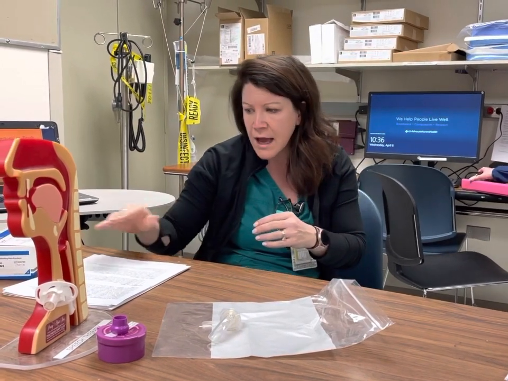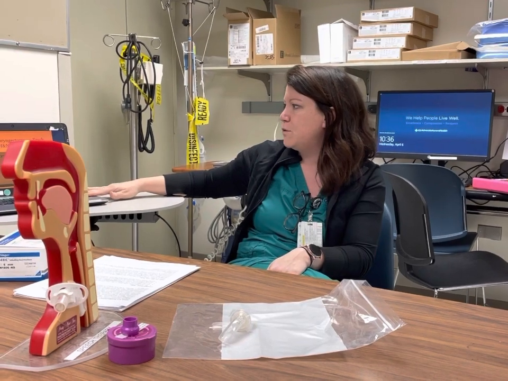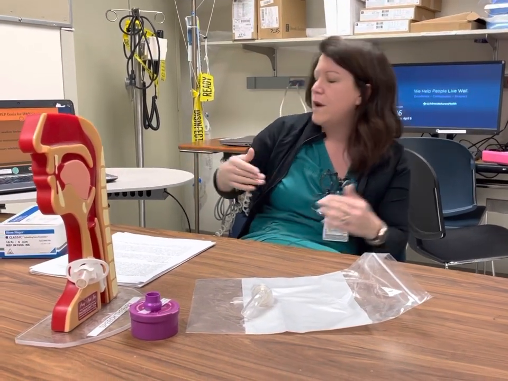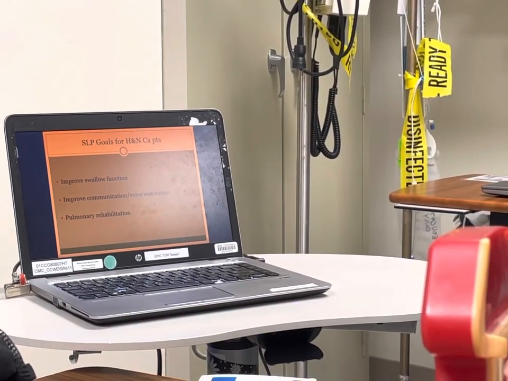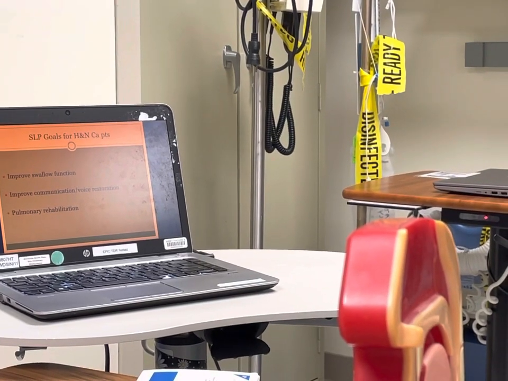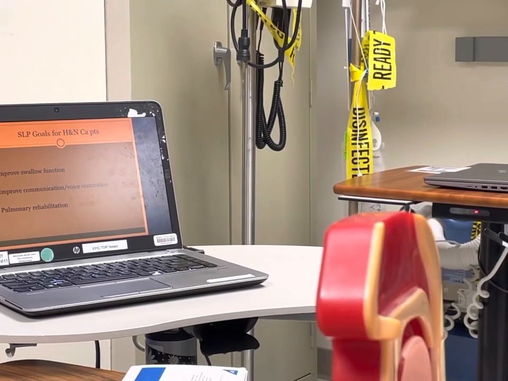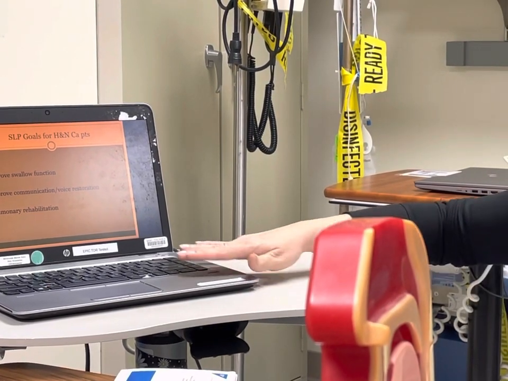So the first thing to know is the difference between the two, right? When we're called on for both sides of these patients, the head and neck cancer and the total laryngectomy patients, the speech pathologist's goal is to improve pulmonary function, communication, and swallowing in both sides of this incredibly complex patient population, okay?